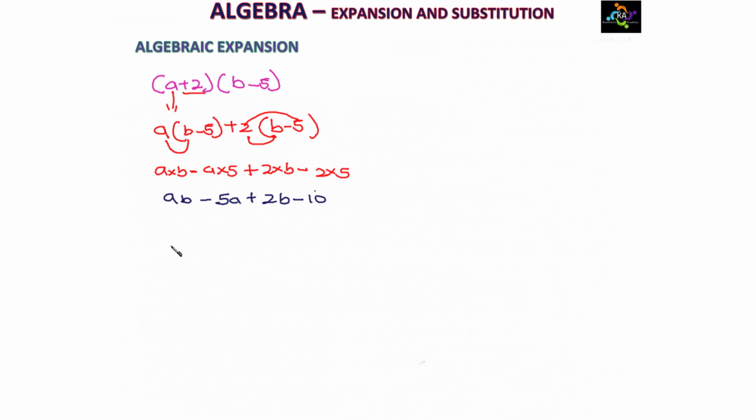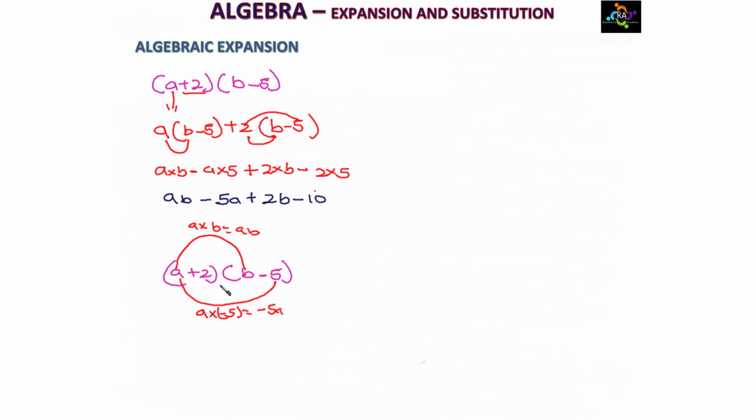Now, let me give you this second way, whichever way you want to choose. If you have a plus 2 and b minus 5, the simple way you should know is that the first term here will multiply this. That will be a times b. Now, it will also multiply this. That will be a times minus 5, which will give us minus 5a. This will give us ab.